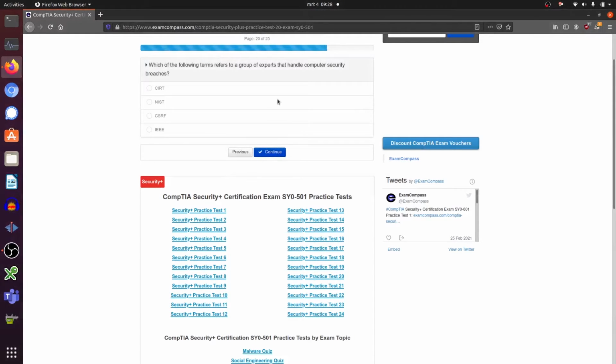Which of the following terms refers to a group of experts that handle computer security breaches? CIRT. NIST is more like guidelines.